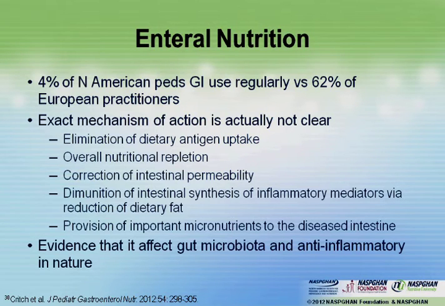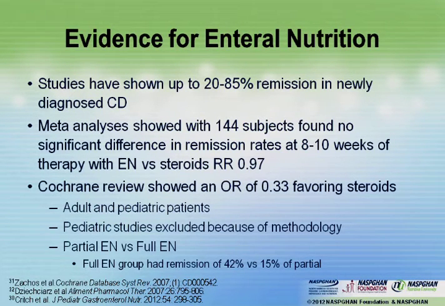Depending on what study you look at, there's been anywhere from 20 to 85% remission of Crohn's disease in newly diagnosed patients. One meta-analysis looked at 144 patients and found no significant difference in remission rates at 8 to 10 weeks of therapy with enteral nutrition as compared to steroids. Admittedly, this predominantly had more adult patients in it. The second Cochrane review actually showed an odds ratio of 0.33 favoring the use of steroids. Again, predominantly adult patients, and the pediatric studies were really excluded because of methodology.